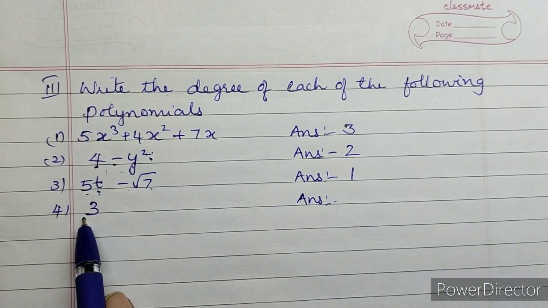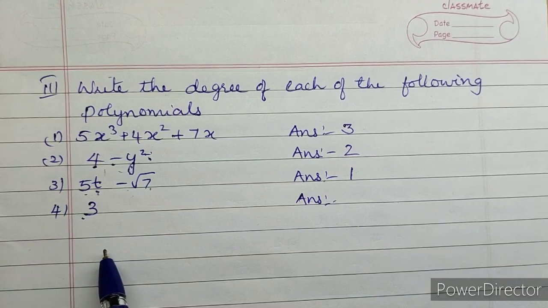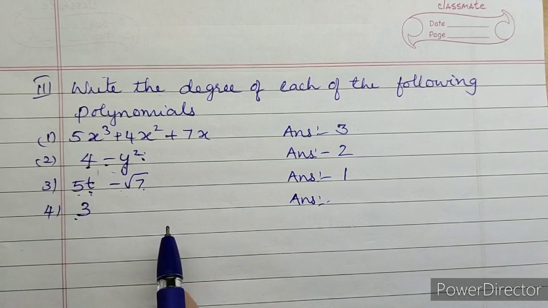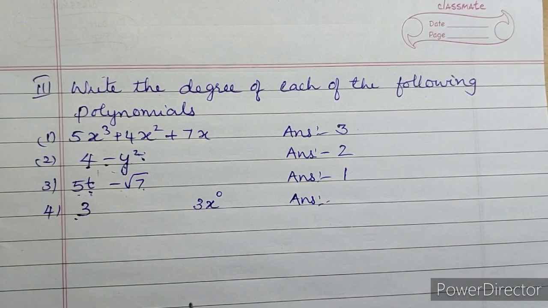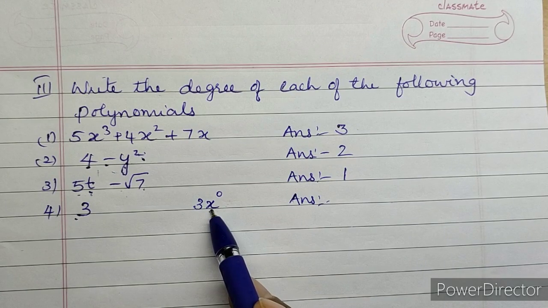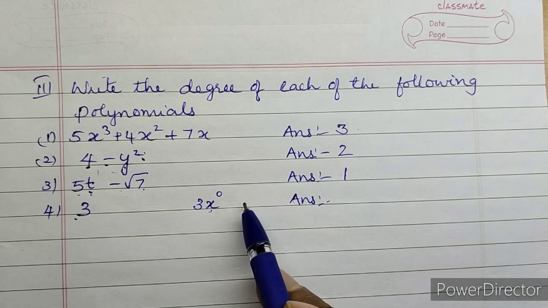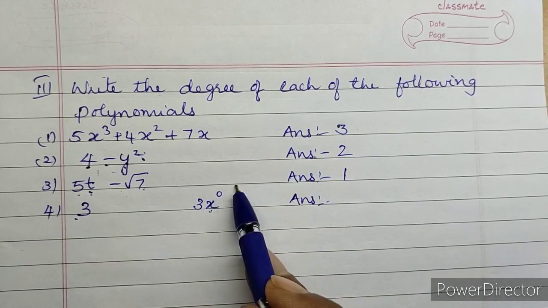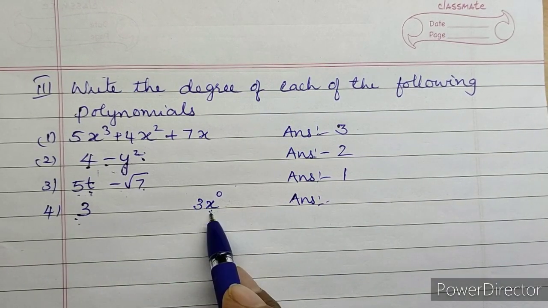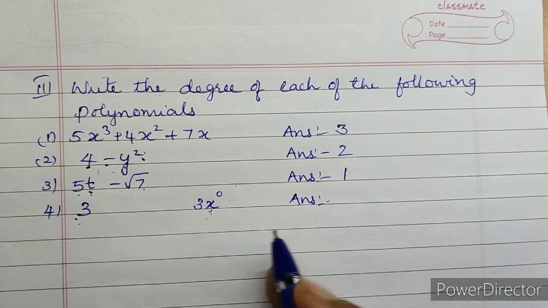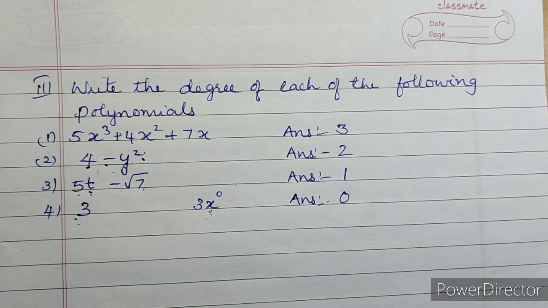And next one is a constant. So note, we have already written constant's degree will always be 0. Why is it like that? Because a constant you can write like this. x to the power of 0 you have already learned is equal to 1. Any variable to the power of 0 value is 1. So 3 you can write as 3x to the power of 0. So degree will be 0. So this is the way you will write the degree of polynomials.